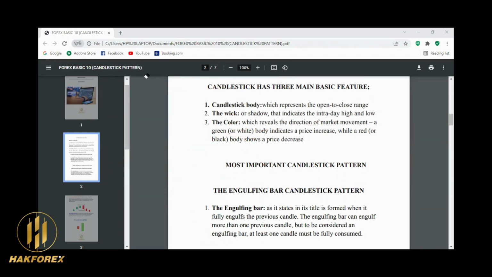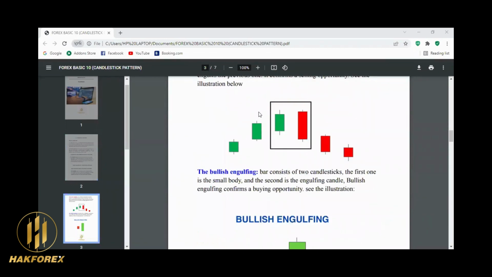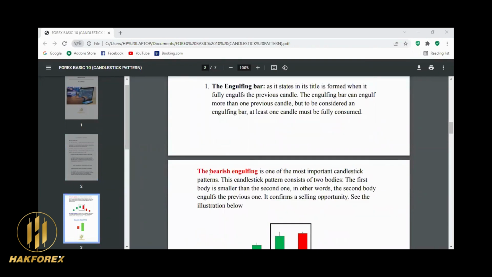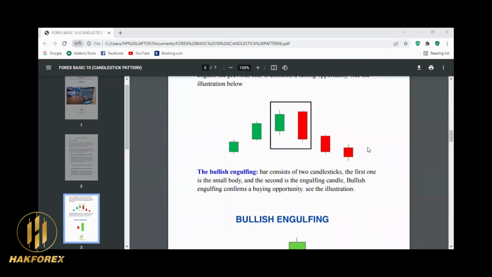That is what I explained here. The bearish engulfing is one of the most important candlestick patterns, and it consists of two bodies. The first body is smaller than the second body. In other words, the second body engulfs the previous body. It confirms a selling opportunity in an uptrend market. If the market is going up here and you saw something like this, look at the way this candlestick engulfs this other one, then you can jump in yourself from here and sell the market. So that is for the bearish engulfing.